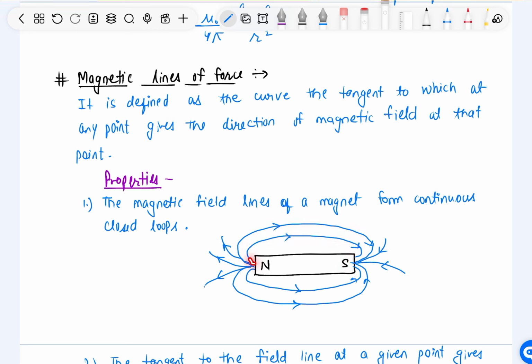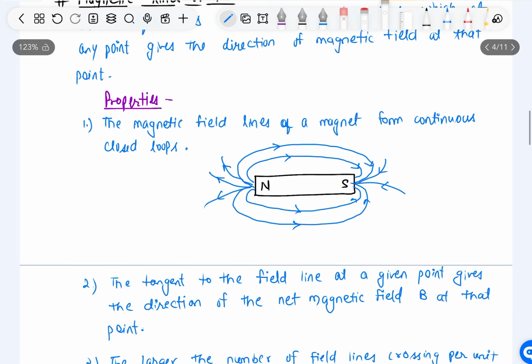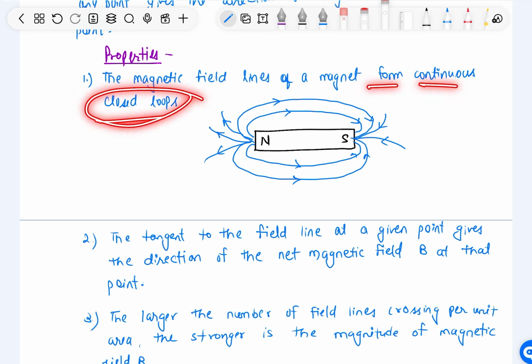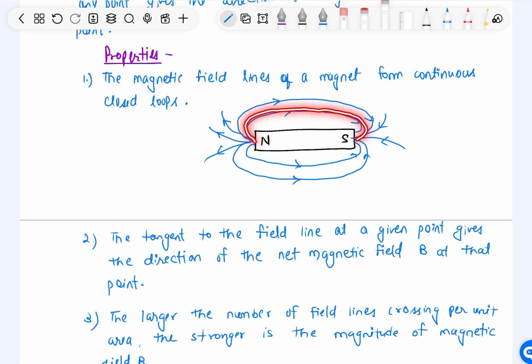So these lines represent in which direction the magnetic field goes. Next are the properties of magnetic field lines. The magnetic field lines of a magnet form continuous closed loops: they come out of the north pole and go into the south pole. So it will create a loop. Always, magnetic field lines create a continuous closed loop.